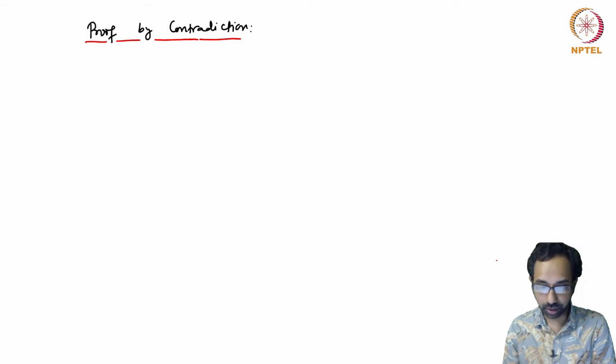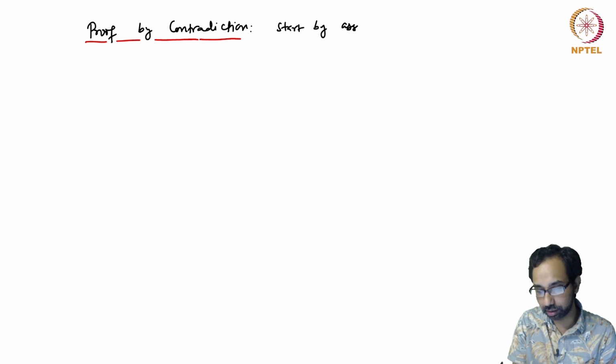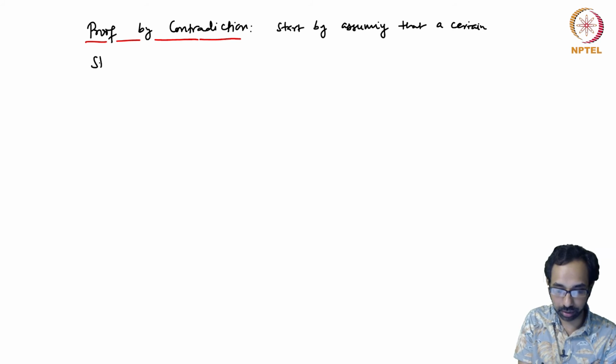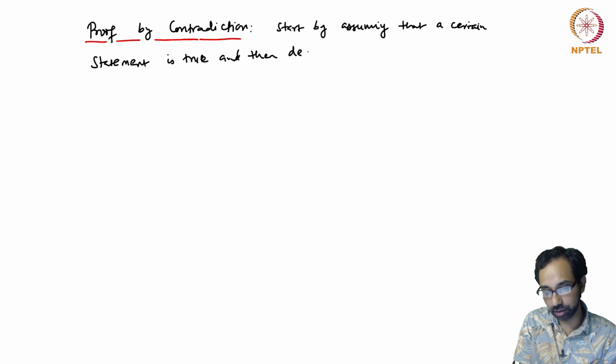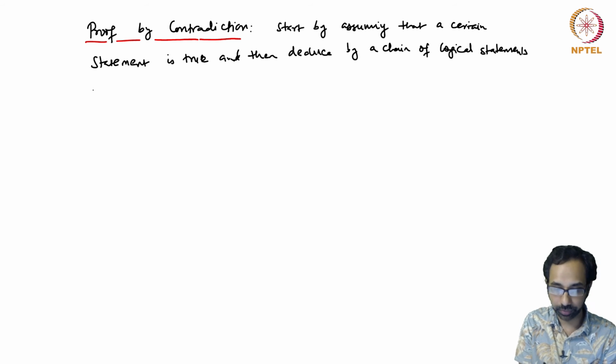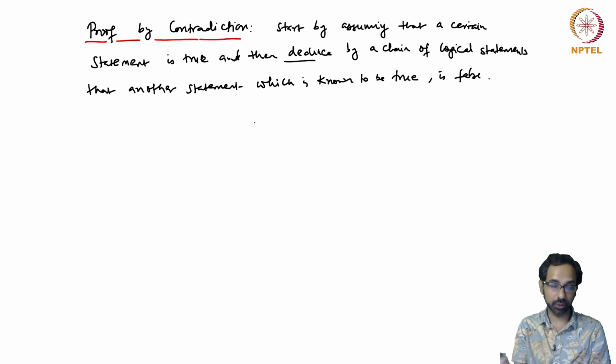So a proof by contradiction is a mathematical proof where you start by assuming that a certain statement is true, and then deduce by a chain of logical statements, just like a proof, that another statement which is known to be true, is false.